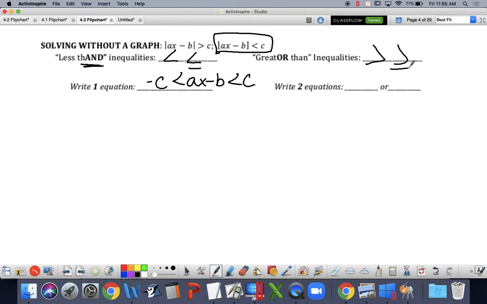I'm going to write two statements, so I'm going to end up with an OR statement. The first one, we just copy down exactly as this looks without the absolute value bars. So I get ax minus b is greater than c. And here's the tricky part. The OR statement is I again take what's in the absolute value bars, but the other option is that it will be less than negative c.